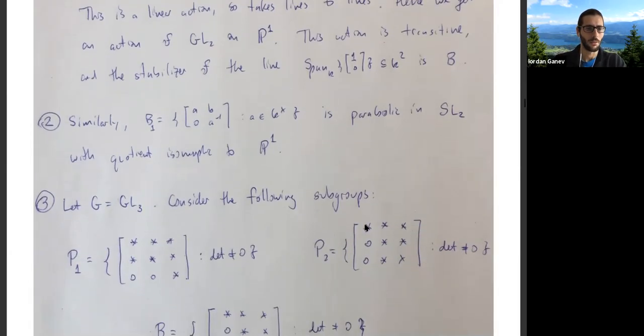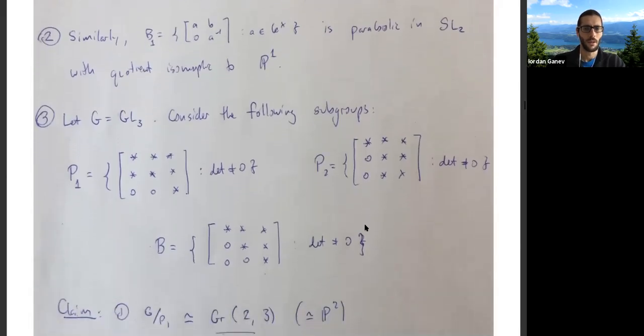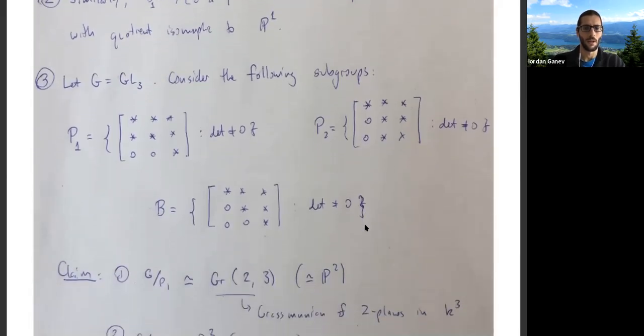So we have GO3, and I want you to consider the following subgroups. So P1: these are all the matrices of this form, with zeros in the first two entries of the bottom row, and anything you want elsewhere as long as the determinant is non-zero.